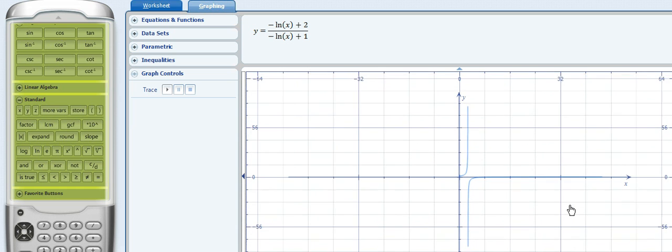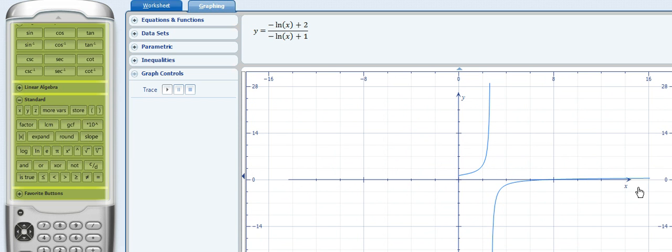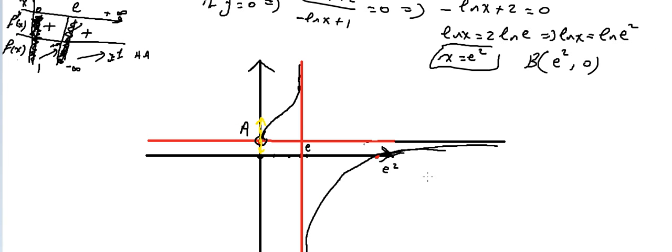Because e squared is a little bit far away from e, it goes with the x-axis until it cuts at e squared, the point B, and it goes all the way up, parallel to the line y equal 1, and that's it. Let me just put a point B here. This is point B before I forget. And that's it. And this is point A.